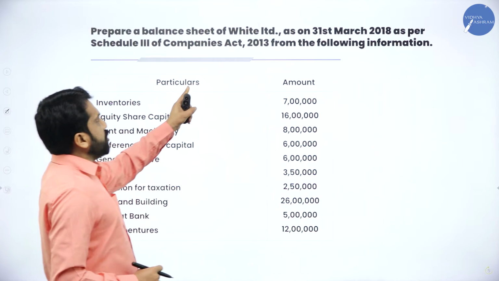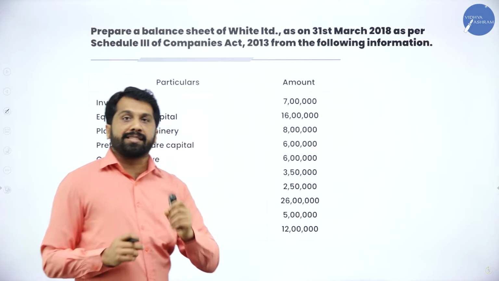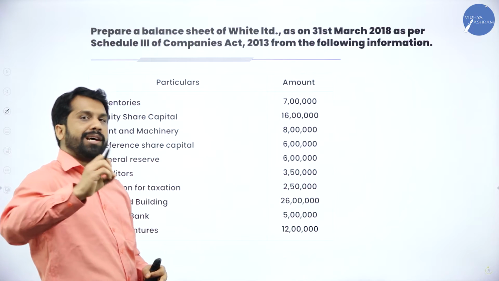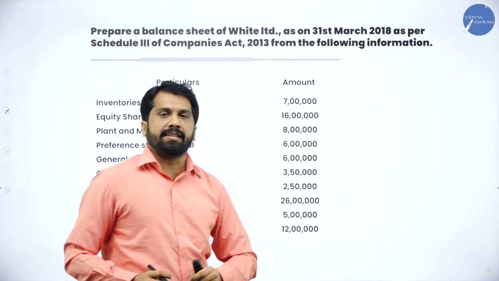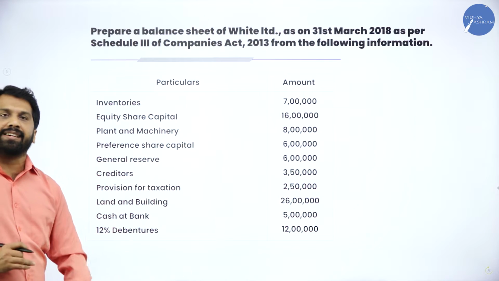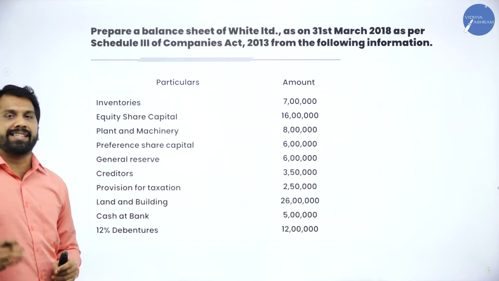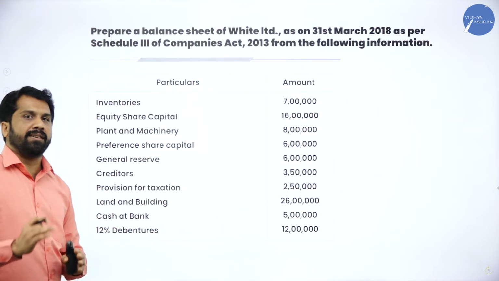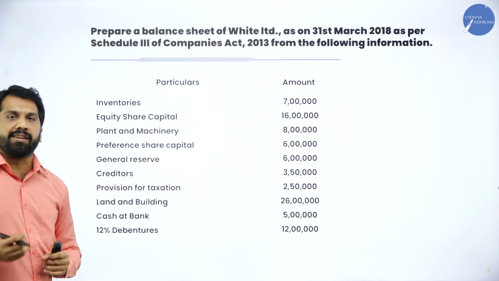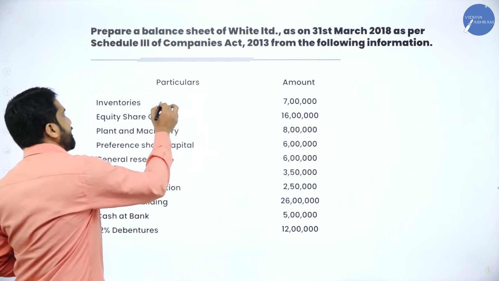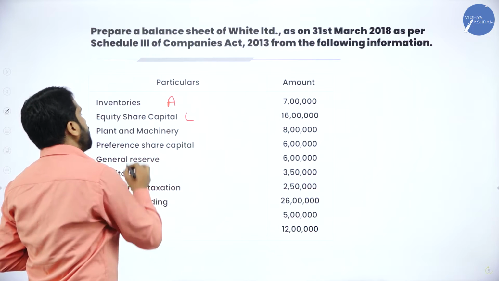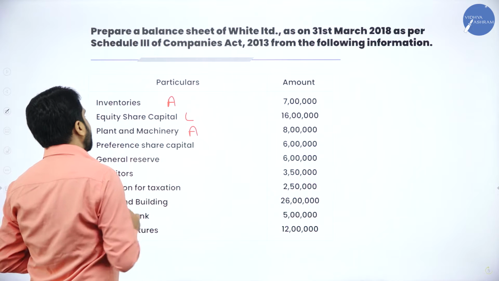So prepare the balance sheet of White Limited. What is the name you have to give? Balance sheet of White Limited as on 31st March 2018. Or, balance sheet of White Limited for the year ended 31st March 2018. You have to mention that. Now, what is the first one? Inventory. Inventory means what? Stock. Stock means it is an asset. Equity share capital, liability. Plant and machinery, asset.